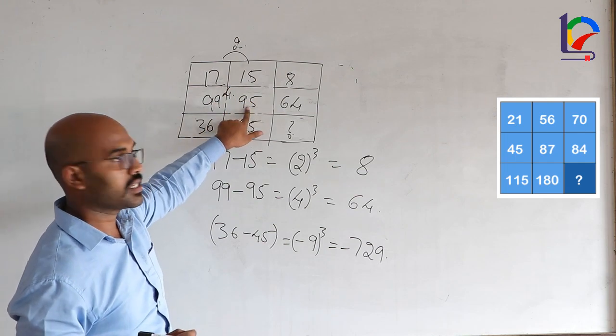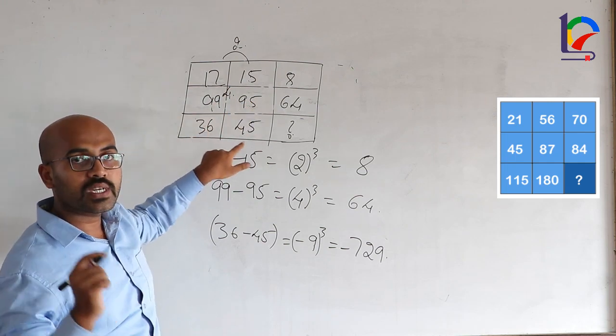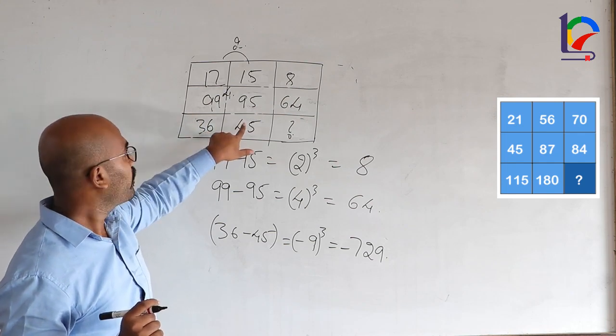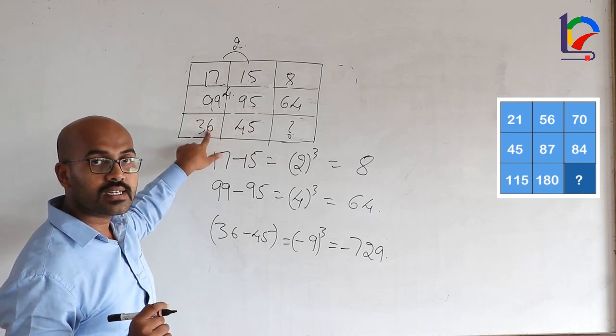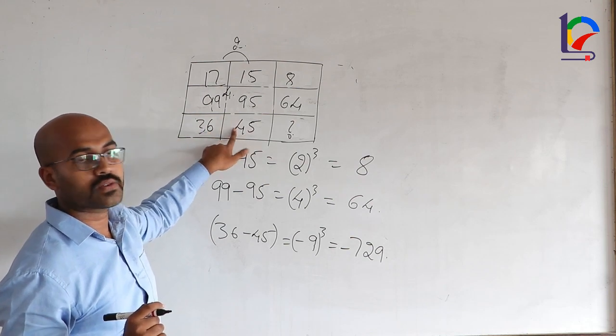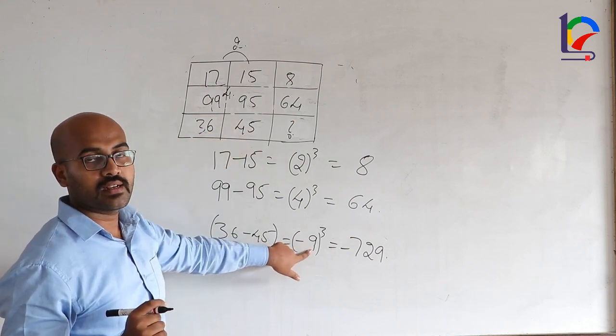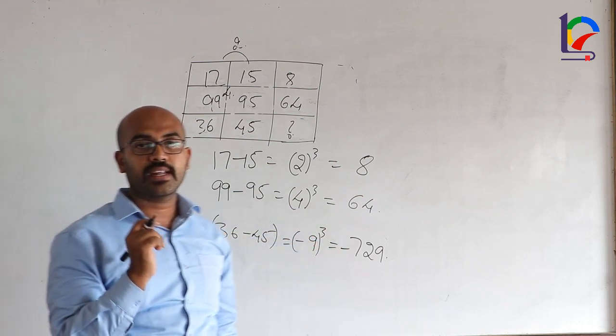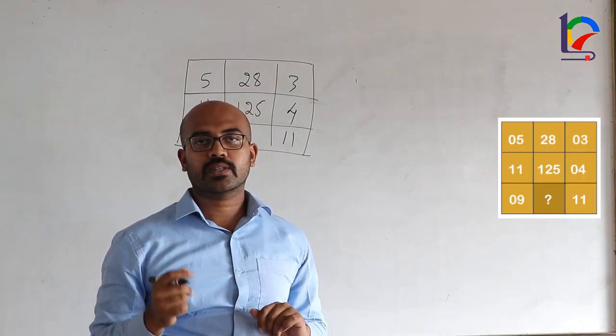First minus second. Here also we need to do the same. We need to subtract first and second, not 45 minus 36. It is 36 minus 45. So it will be minus 9. So minus 9 cube is minus 729. Coming to the next question.